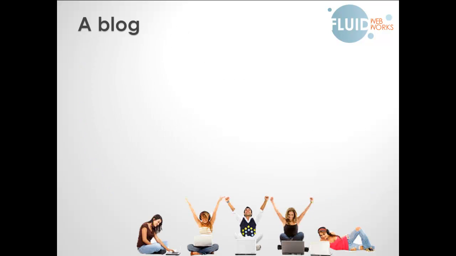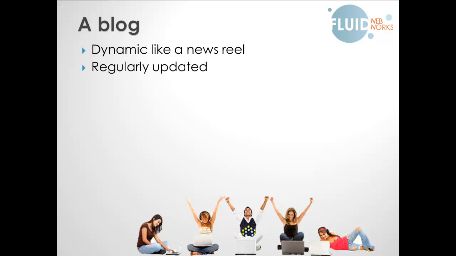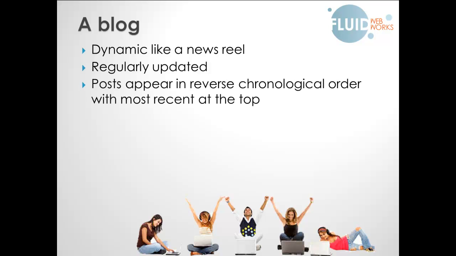A blog, on the other hand, is dynamic like a newsreel, and by that I mean it will be updated and changed along with new updates and new news. It is regularly updated. How regularly is completely up to you. It could just be ad hoc whenever there is news, or it could be on a regular basis if you want to make it into a newsletter or something like that. Posts appear in reverse chronological order with the most recent at the top, in the same way that a newsreel would be.